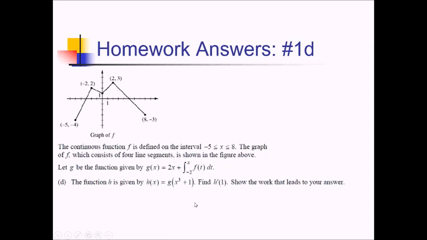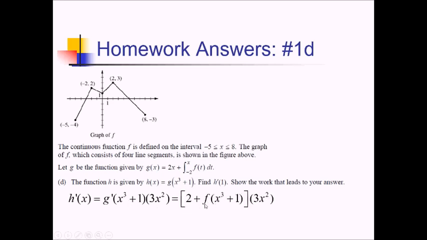For this part, we were given the function h, which is g of x cubed plus 1, and we want h prime of 1. Let's start by getting h prime of x. That's going to be g prime of x cubed plus 1 times the derivative of x cubed plus 1, so times 3x squared. And since I don't really have a function for g prime, remember, it's just going to be 2 plus f of x. So I can rewrite this as just 2 plus f of x cubed plus 1.